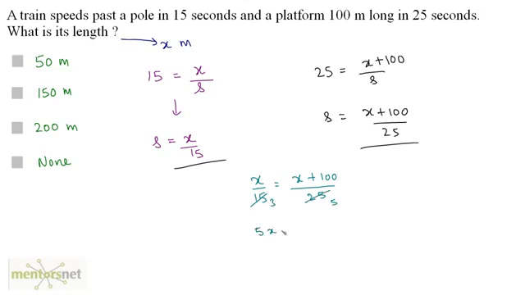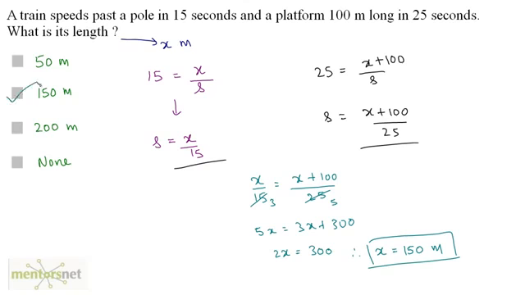So we have 5x equals 3x plus 300. And therefore 5x minus 3x is 2x, which is equal to 300. And therefore x is equal to half of 300, that's 150 meters. So we have our answer as option B, 150 meters, which is the length of this train.